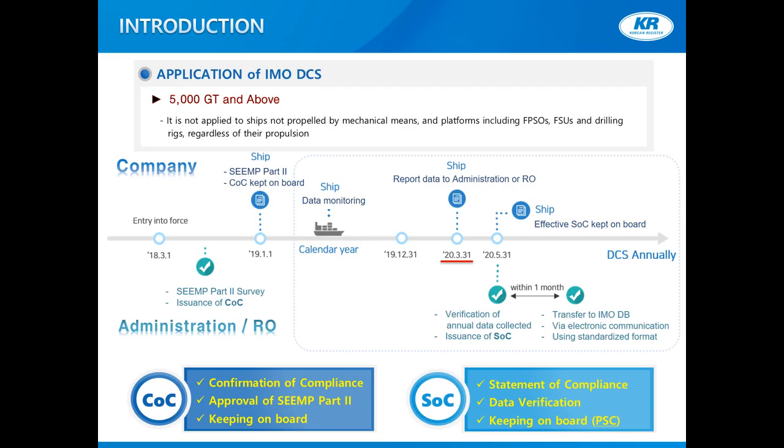Within 3 months after the end of each calendar year, which is on March 31st of every year, the ship shall aggregate the collected data and report to the administration or RO. When the collected data is verified, administration or RO will issue SOC to company. It shall be done no later than 5 months after the end of each calendar year. And administration shall transfer the collected data to IMO database via electronic communication by using a standardized format.